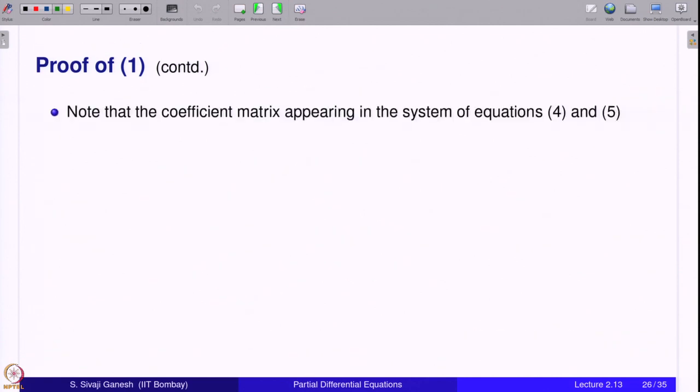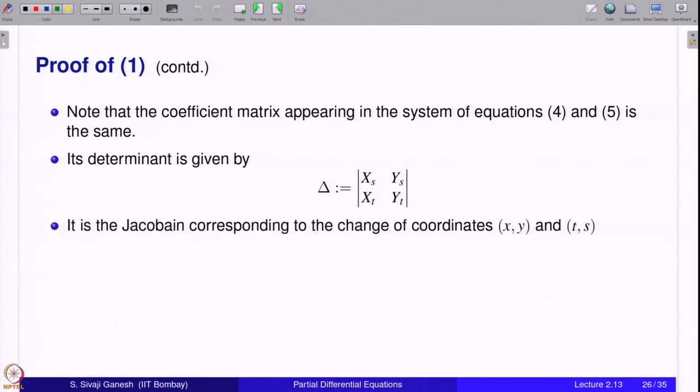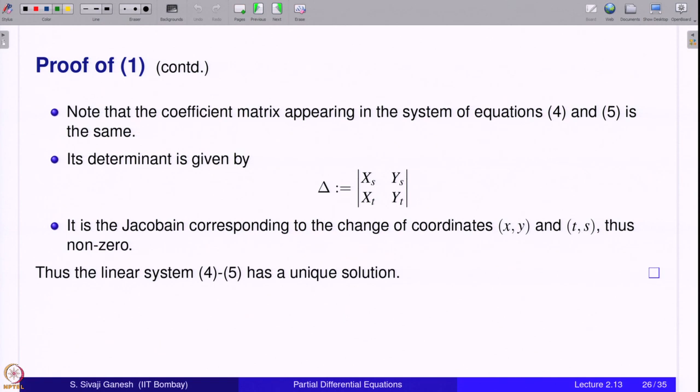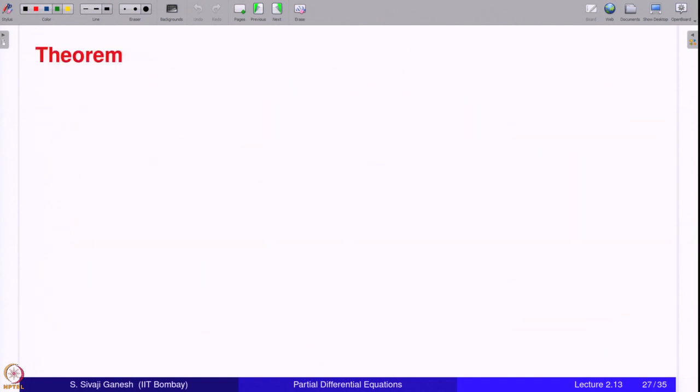So, note that the coefficient matrix appearing in the system of equations 4 and 5 is the same, we already observed. Its determinant is precisely this. It is the Jacobian corresponding to the change of coordinates x, y and t, s. Therefore, it is always non-zero. Thus, the linear system 4, 5 has a unique solution. Thus, we have proved the following local existence and uniqueness theorem. Uniqueness proof proceeds as in the quasi-linear case, so I am not going to do it here.